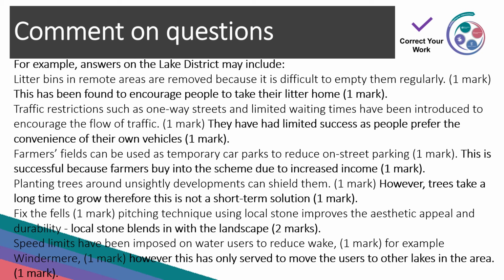So the examples here relate to light districts, and you can see here we've highlighted the bits about the effectiveness strategy to it. Okay. So for example, the first answer says litter bins in remote areas have been removed because it is difficult to empty them regularly. So that explains that, that explanation of the strategy. This has been found to encourage people to take their litter home with them. So that's a valid comment about it.